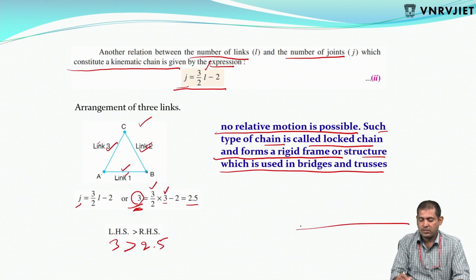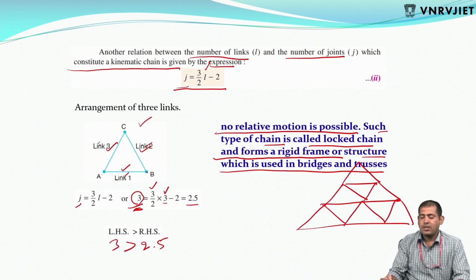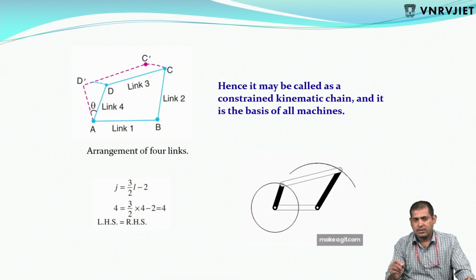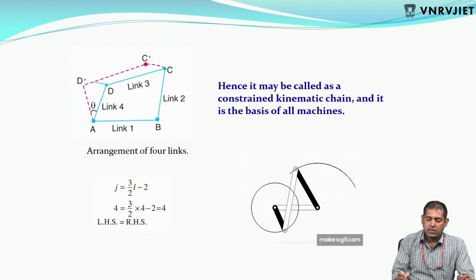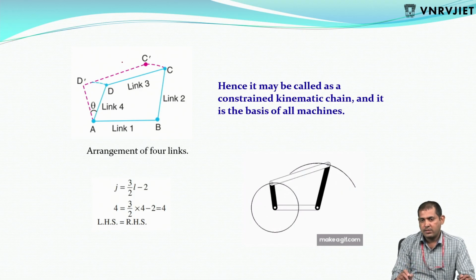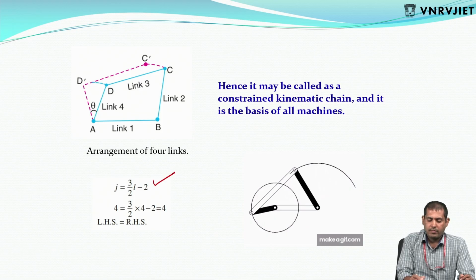So you observe these bridge structures like this; they are made in this form. No motion is possible in this kind of structure. Once you see it, it's a locked chain. Now let's see the next one. Let's consider a 4-bar mechanism, 4 links, 4 joints. We are going to substitute the same.